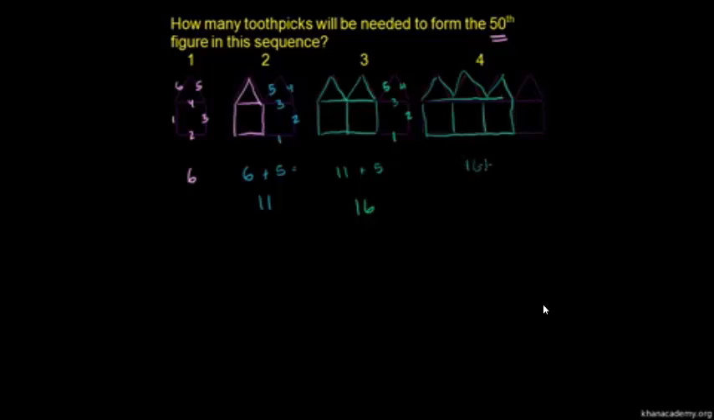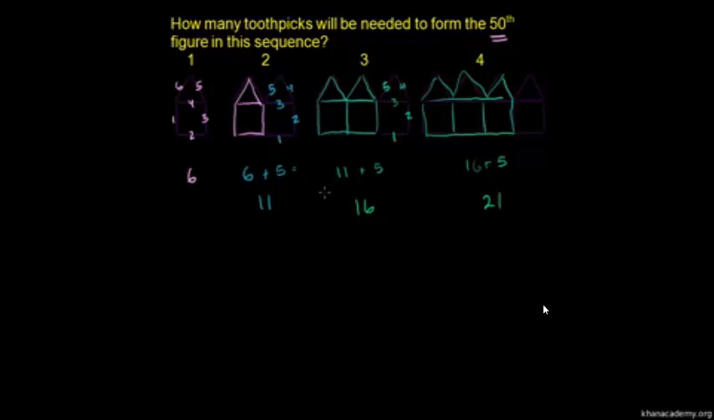So this is going to be 16 plus 5, or 21. So how can we figure out how many toothpicks we're going to have in the 50th figure? I mean, we could draw 50 of them, but it's going to take us forever. So all we have to do is realize a pattern. Every one, we're just going to add 5.